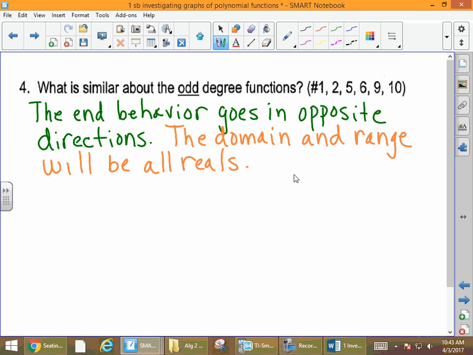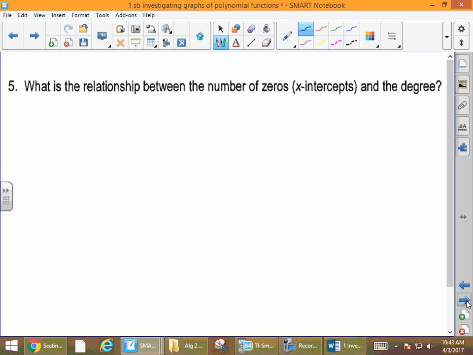So if the end behavior goes in the same direction, range is not going to be all reals. If the end behavior goes in opposite directions, it will be all reals. But lastly here, and try to get this down, I know my time is running short at this point. But the last question, what is the relationship between the number of zeros and the degree? Well, on most of them, it looks like the degree will tell you how many x-intercepts there are. But did that happen all 10 times? It didn't happen all 10. On problem number 7, we had 0 x-intercepts, even though the degree is 4.